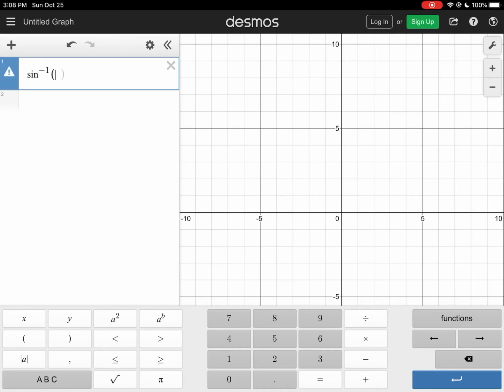And then here you're just going to type in the fraction that you got. We said it was sine of x equals 5/12. And it's going to give you the answer. That's all you have to do.